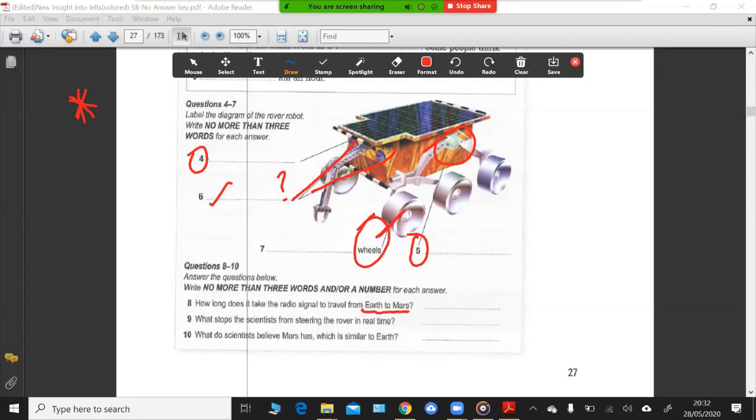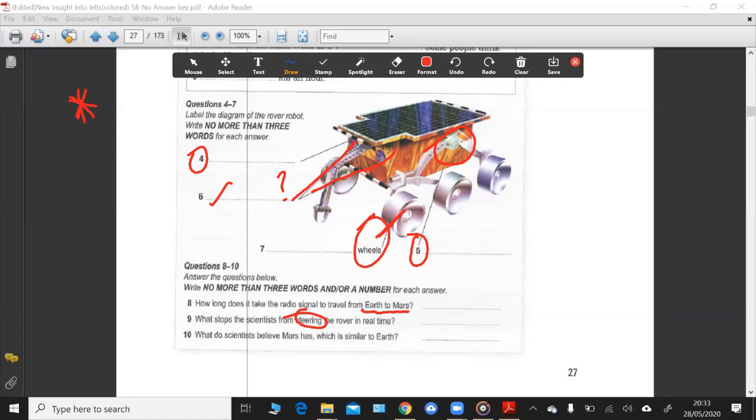Second, what stops the scientists from steering the rover in real time? Now, when scientists go to Mars with this robot, what kind of problem are they facing? What stops the scientist from steering? They are having a problem with the steering. Steering means moving the direction of the rover robot in the real-time situation. On Earth, the time is different. On Mars, it's slightly different. So that may be some kind of problem for the scientists to handle this machine.